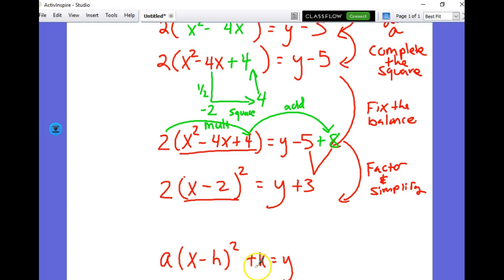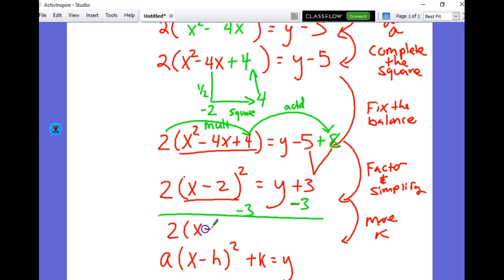the number outside the parentheses that's being added or subtracted is called the k. So we're going to move the k. And we do that by subtracting it over. And that gives us our final outcome there. Oops, not equals. It's going to be minus 3 now equals y. And there's our final answer. That's the vertex form for this.